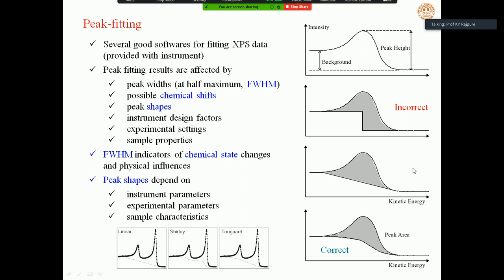Peak shape function: pseudo-Voigt is a generally used peak shape function. It is a combination of Gaussian and Lorentzian, that is, eta times Gaussian plus 1 minus eta times Lorentzian. This is called the pseudo-Voigt function. We frequently use it in Rietveld refinement. So the peak shape function is also very important in peak fitting. The instrument design itself has its own profile, and then there are experimental settings and, after all, sample properties. So peak shape depends on instrument, experimental, and sample characteristics, which we need to take into account.